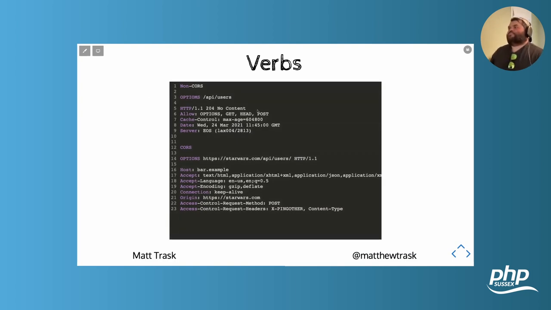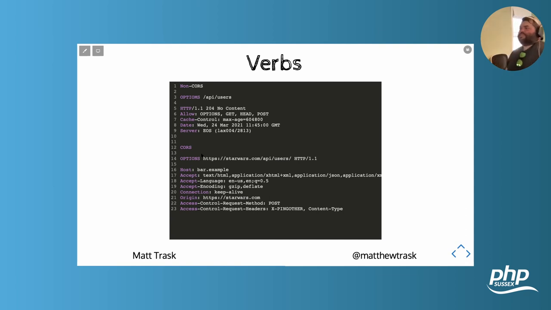So if we have just a plain options request to API users, we're going to say, you're allowed to do options, get, head, and post. Here's what the caching strategy is. We have a max age of 604,800 seconds, so quite a long time. The last time this request was made was on this particular date. And you may also just want to know some information about the server or anything else.